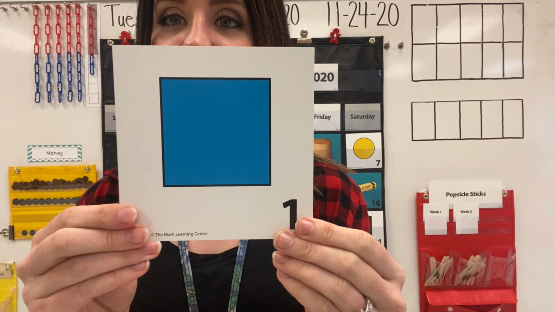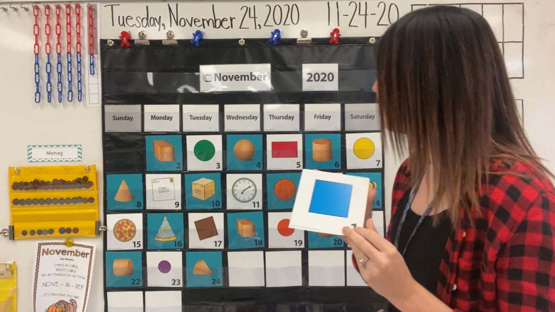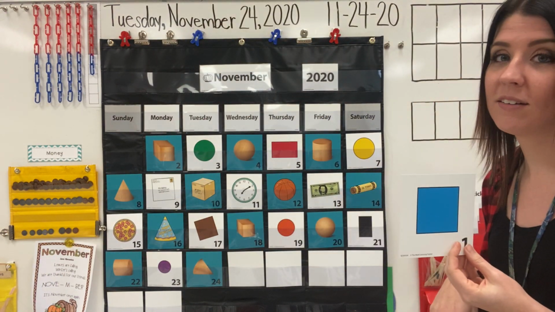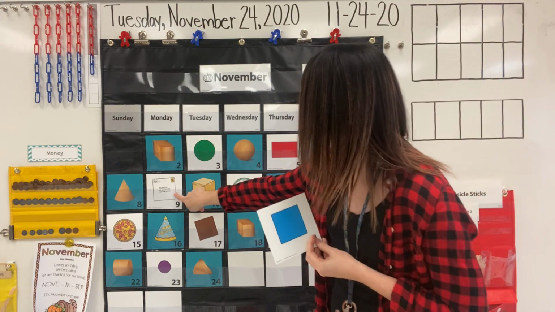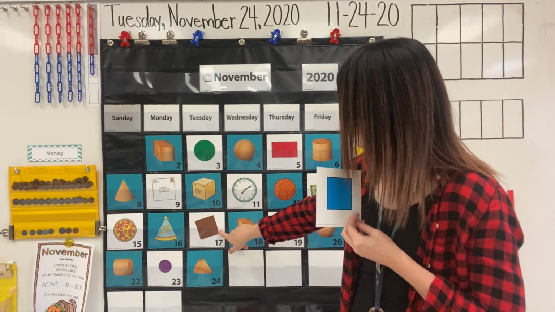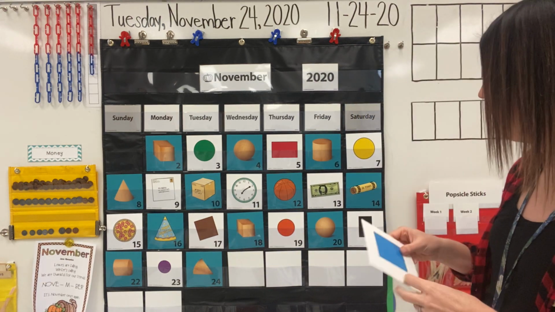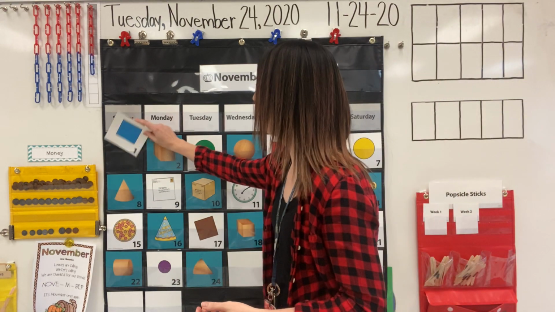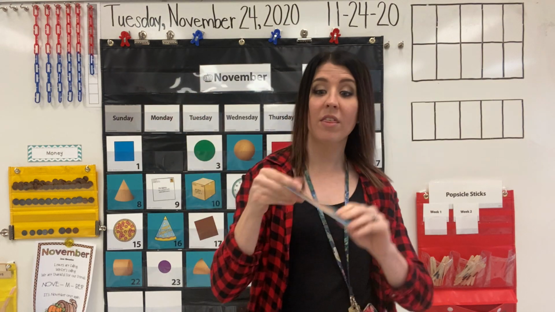Do you remember who this is? Square. Do you see any other squares up here? Yeah, there's a square. Can you find any more? There's a square. Good job. Yeah, so we found at least 3 squares up here. That's pretty cool. All right, do you remember who this is?